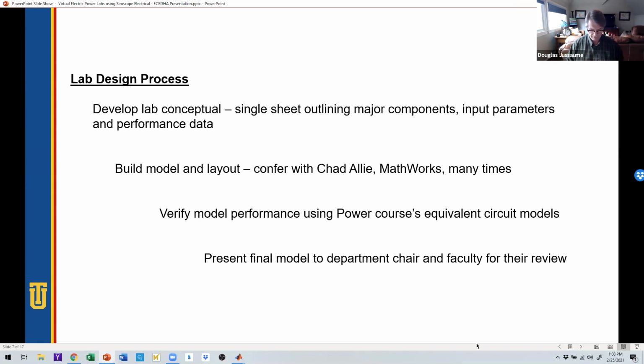And of course, the final part was to have a final design release by reviewing the model and its performance with the department chair and the faculty. And of course, like most department chairs, as soon as you showed him what could be done, he wanted more. He wanted us to look at additional models to work for a power electronics lab, power systems lab, and so forth.